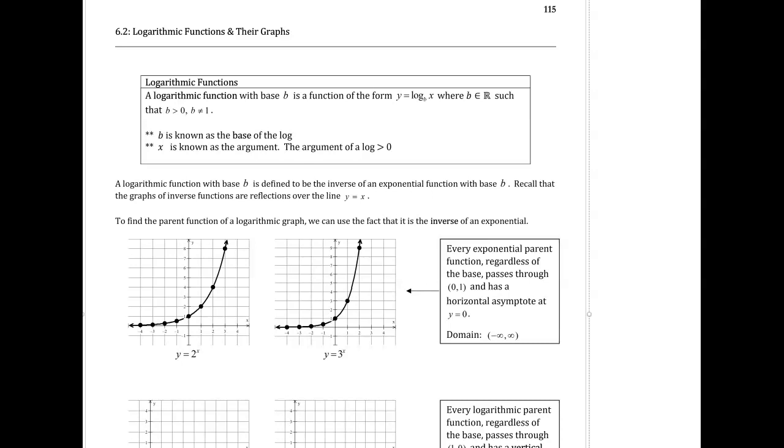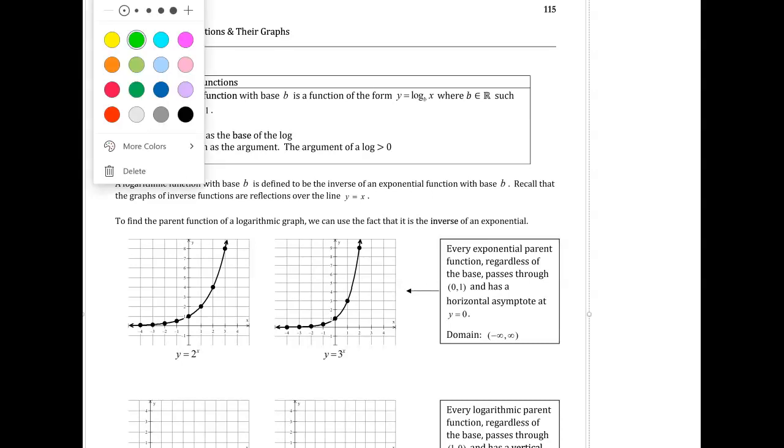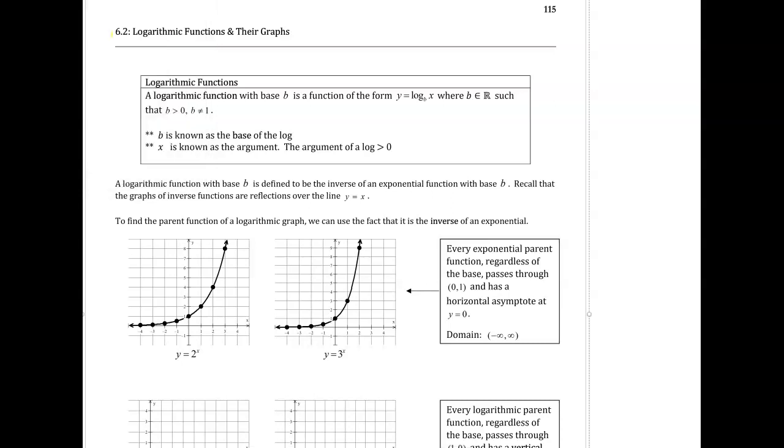So we are in section 6.2. I do want to say it's somewhere around page 115, but I've done some editing to this document, so it might not be exactly 115, maybe 114 or 116. Just a heads up, look around there. And we are looking for 6.2, log functions and their graphs. So we are going to be graphing log functions.